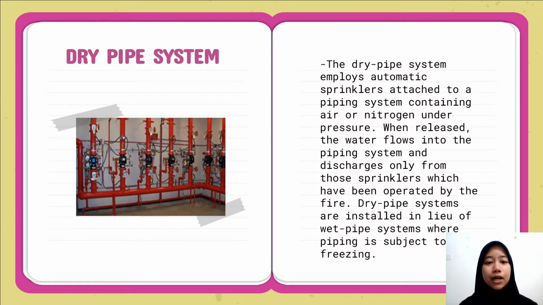Second is dry pipe system. The dry pipe system employs automatic sprinklers attached to a piping system containing air or nitrogen under pressure. When released, the water flows into the piping system and discharges only from those sprinklers which have been operated by the fire. Dry pipe systems are installed in lieu of wet pipe systems where piping is subject to freezing.